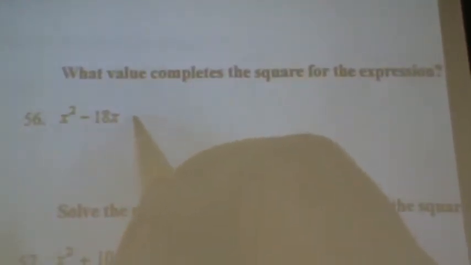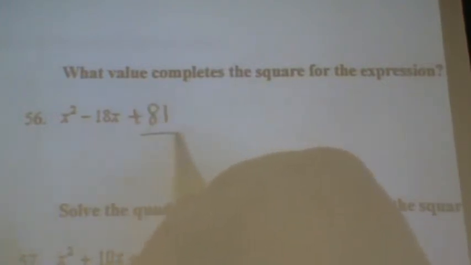How do you complete the square? You take half of this number and square it. What's half of -18? -9. -9 squared is 81. So 81 is the number that'll make that a perfect square. Quadratic function, complete the square.